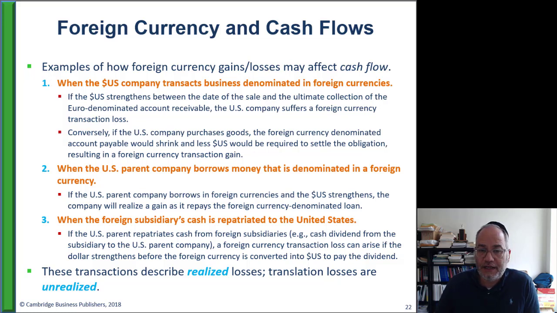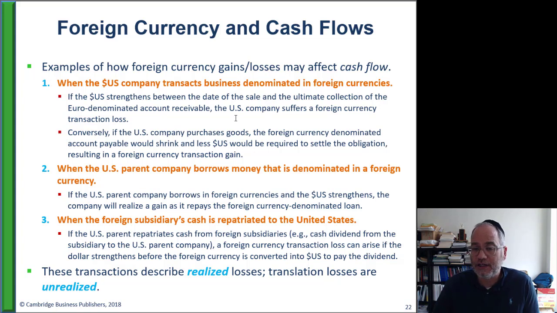And let's look at it. In here you can see some examples. If the US strengthens between the date of the sale and the collection of the receivable, then the company suffers a loss. And that would be a situation because you had expected the value of the sale to be a certain amount of money in dollars, but because it was denominated in euros, and you collected them in euros, then the actual amount of money that you received went down.